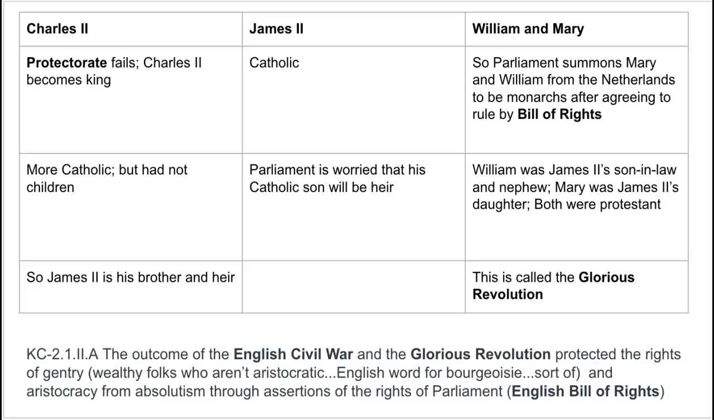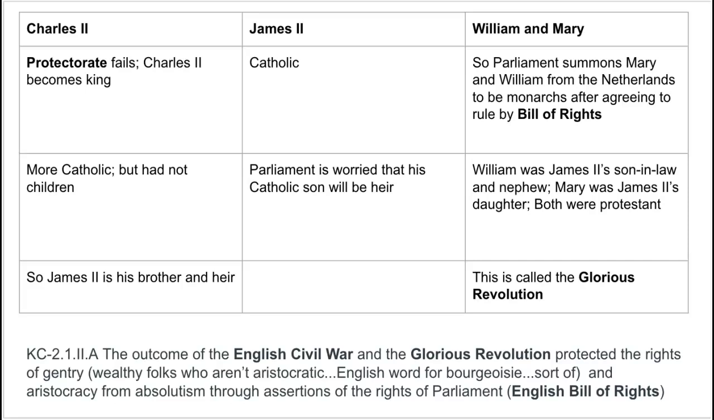He is pretty Catholic, but he didn't have any children. So his heir when he dies is James II. James II, Catholic, like his brother, okay? Parliament starts to freak out, though, because they're like, oh, his Catholic son is going to become an heir. So James II has another child who is Mary, okay? She's married to a man named William, who's from the House of Orange in the Netherlands. Mary and William are Protestant.